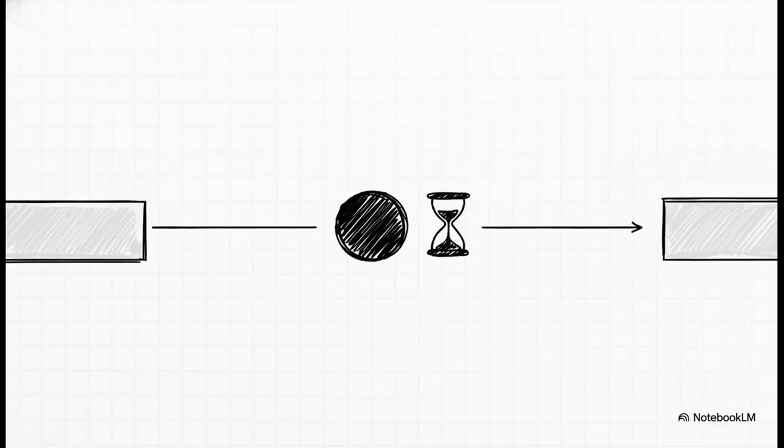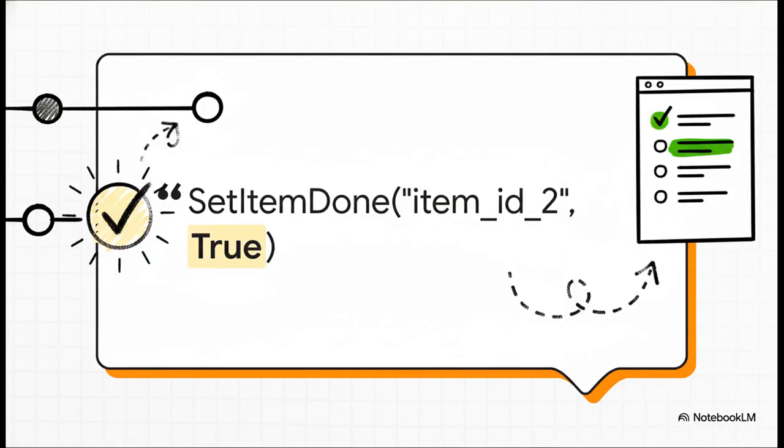So here's our starting point. We've got a timeline item that's still pending. See that simple little dot in the middle? That's the default state for an item that hasn't been marked as done yet. It's a clear signal that something still needs to happen. And the key to all of this is just one method call, setItemDone. You just pass in the ID of the item you want to change and a Boolean, true for complete, false for incomplete. This single command is what triggers the whole UI update.